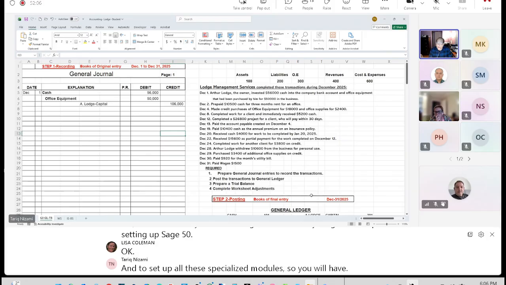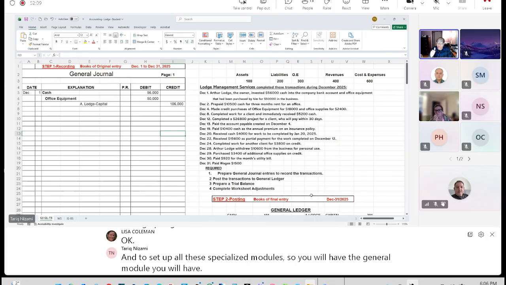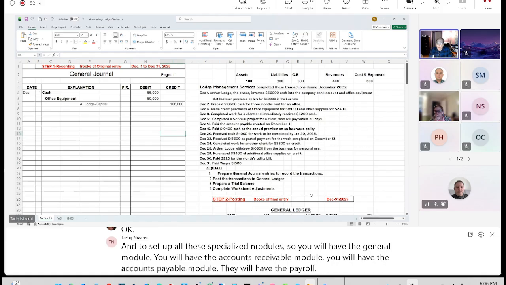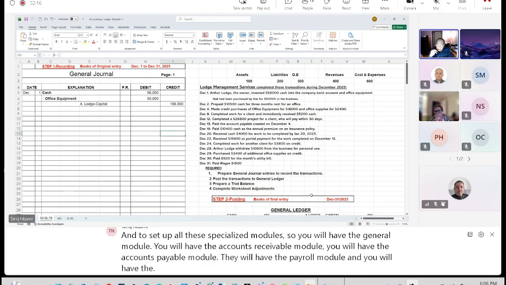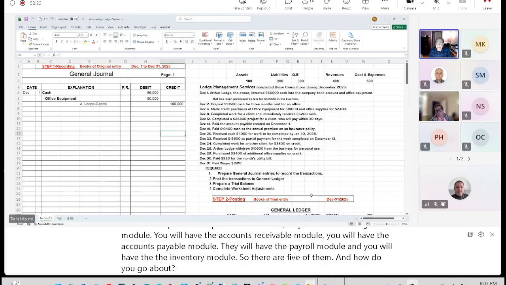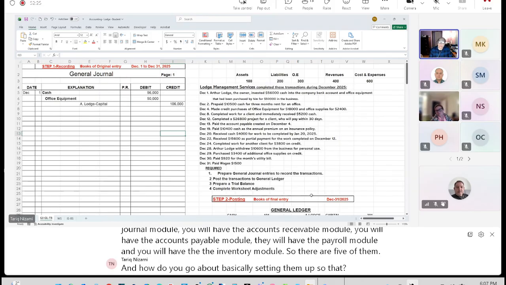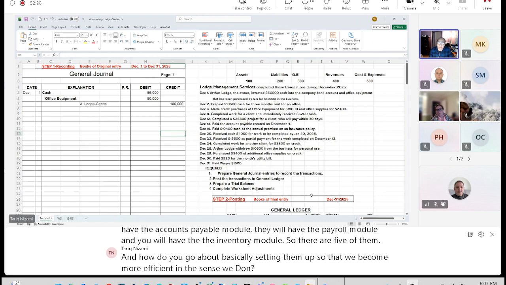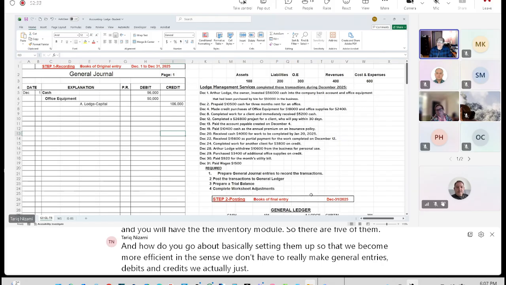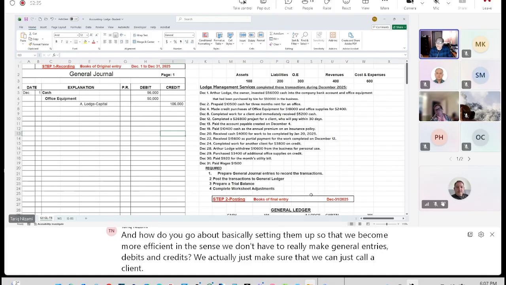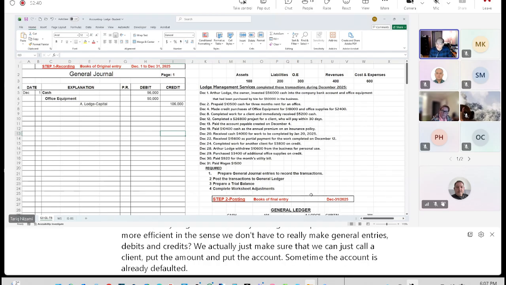So you will have the general journal module, the accounts receivable module, the accounts payable module, the payroll module, and the inventory module. So there are 5 of them. And how do you go about setting them up so that we become more efficient, in the sense that we don't have to make general journal entries, debits and credits? We just call a client, put the amount and put the account. Sometimes the account is already defaulted and you just save it.